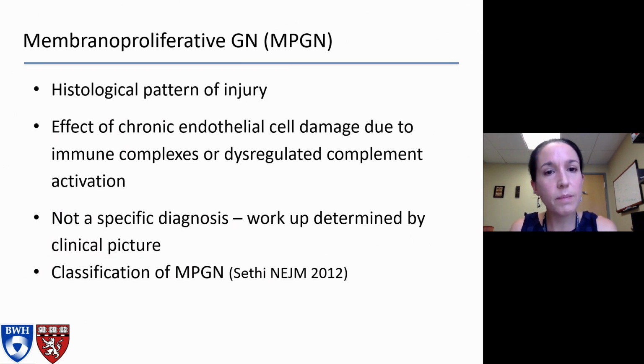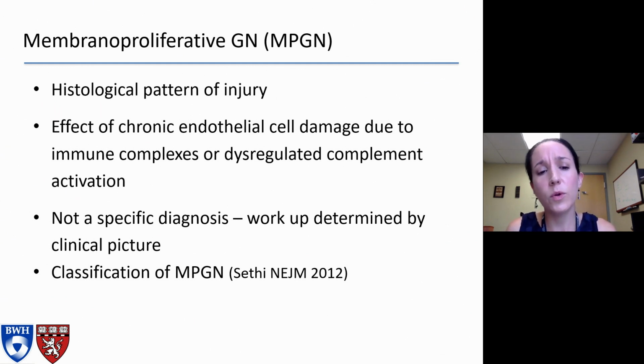To touch briefly on membranoproliferative GN, all I would say to you is that this is a condition that occurs due to chronic damage on the endothelial side of the glomerular basement membrane. And this can arise either due to immune complexes or due to dysregulation of complement. This isn't a diagnosis. This just tells you a pattern of injury.